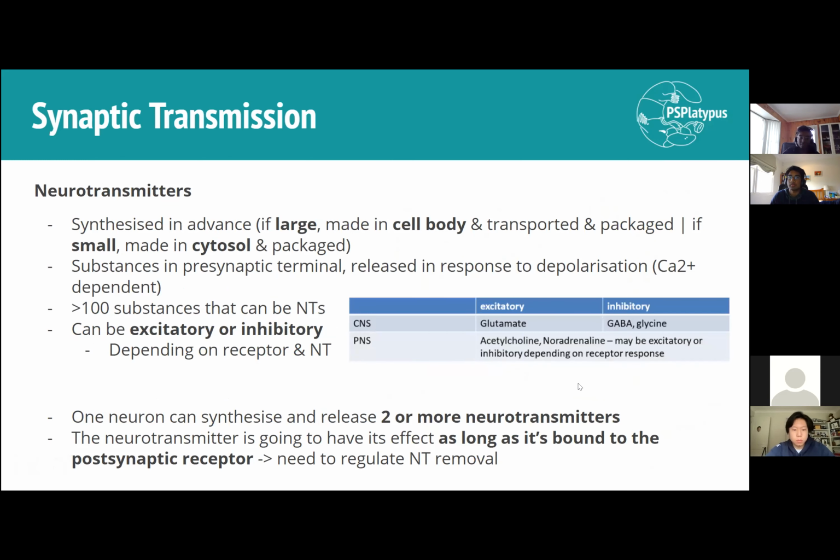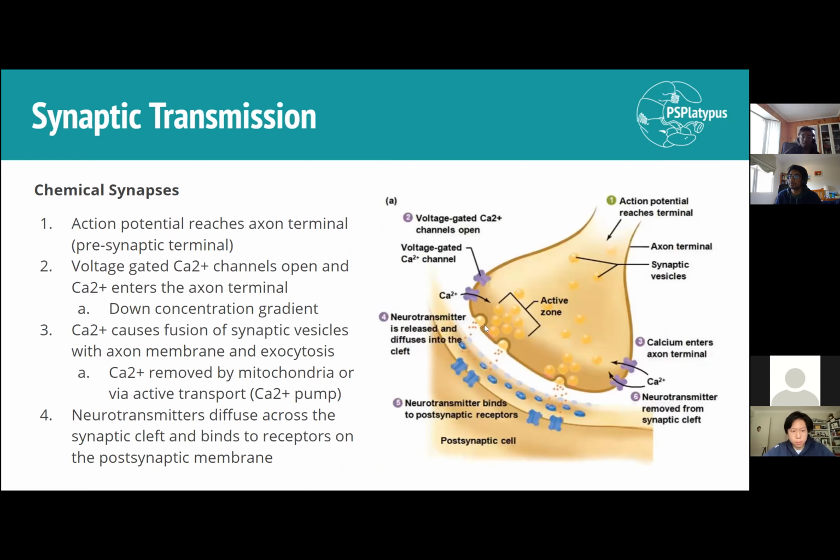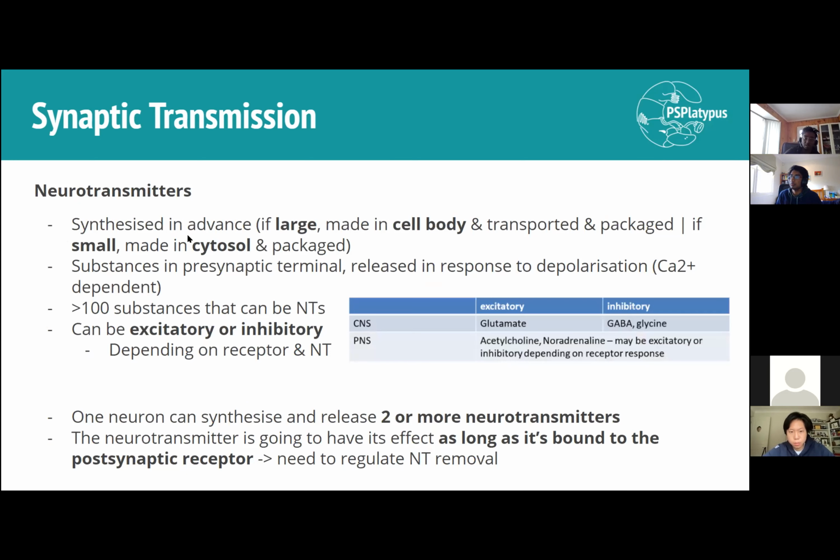Okay, so I probably should have put this slide earlier, but neurotransmitters are chemicals, there's just a bunch of substances. They're also synthesized in advance. As you can see in this picture, it's already pulled up here. What you actually need is the calcium to come in to allow it to get out, but it's pulled up. If it's a large peptide, it's made in the cell body and transported and packaged. If it's small, it's just made in the cytosol nearby and packaged. There's a bunch of stuff that can be neurotransmitters.